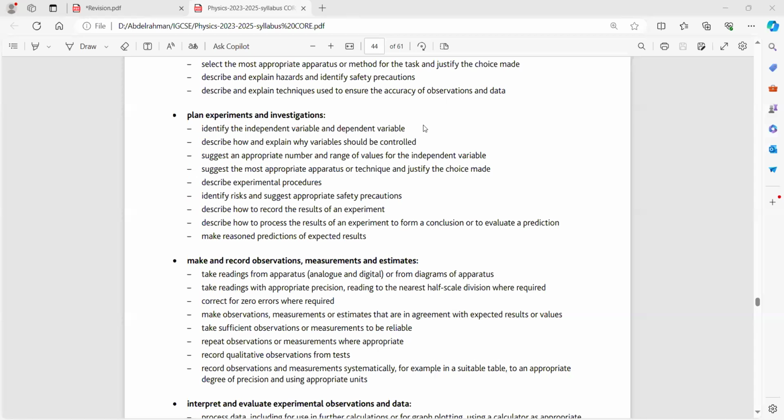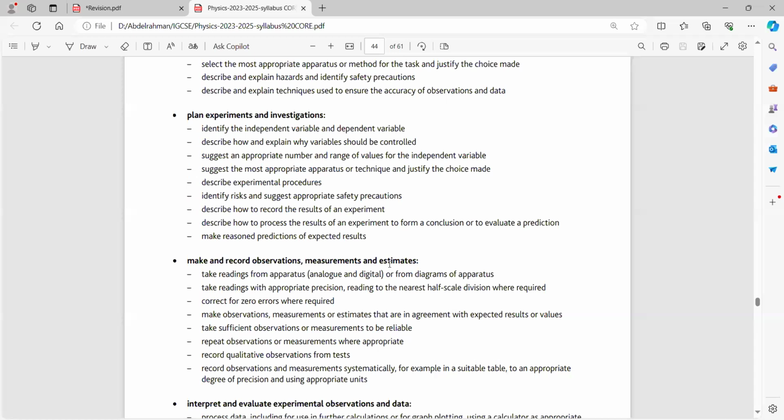How will you record the results of an experiment? Describe how to process the results of an experiment. Again, how will I come to a conclusion? We have 3 steps. You have to repeat and take the average for each of the independent variables. For each number in the range of values, you have to repeat and take the average and then record the readings in the table. And then you have to compare the results.